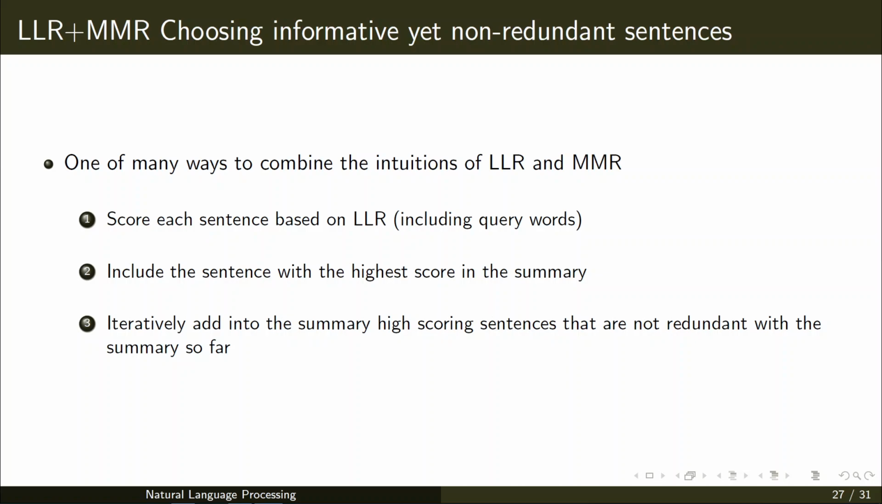There are systems in which they use a combination of LLR plus MMR. So instead of using a single method, you can use LLR to find out the first set of sentences which can be used. Then use MMR on top of that, so that you can get a better result.